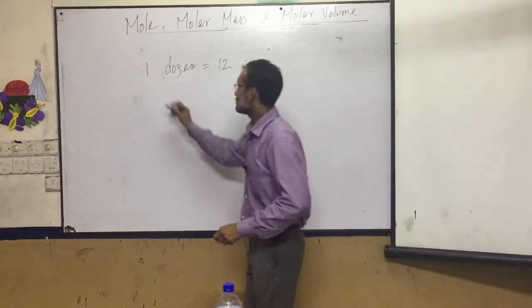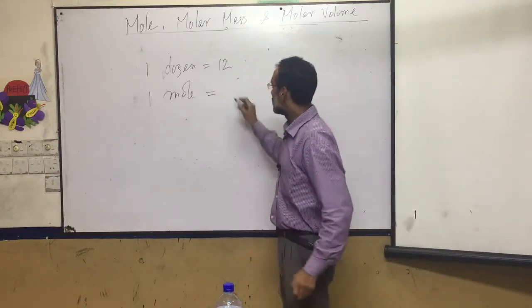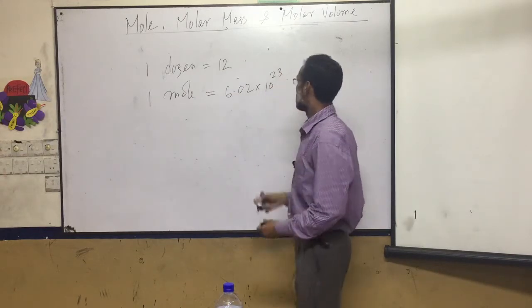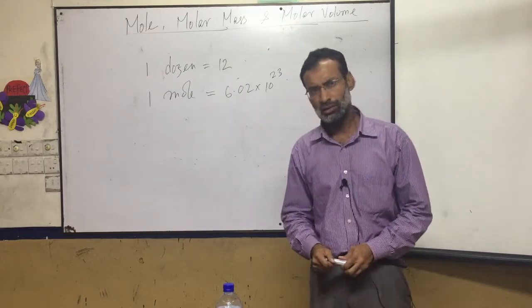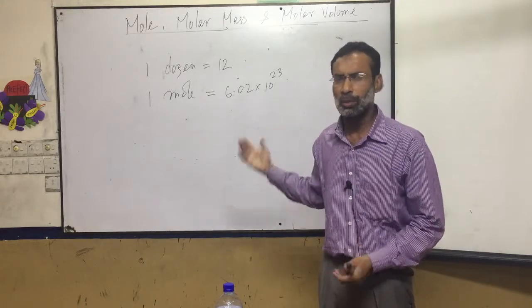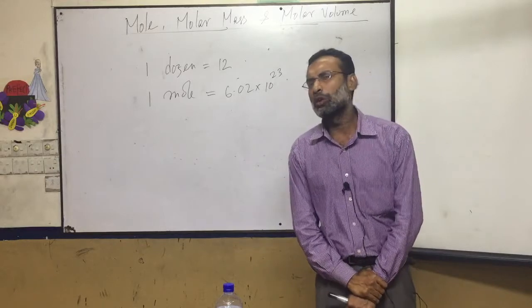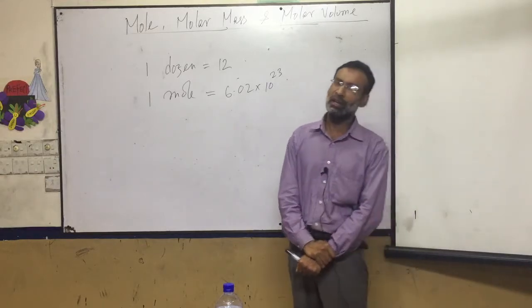I write 1 mole equals 6.02 into 10 to the power 23. So one of the scientists named Avogadro discovered this number, calculated, established this number. So following his name, we can call this Avogadro number. So what is this? I make things clear again.